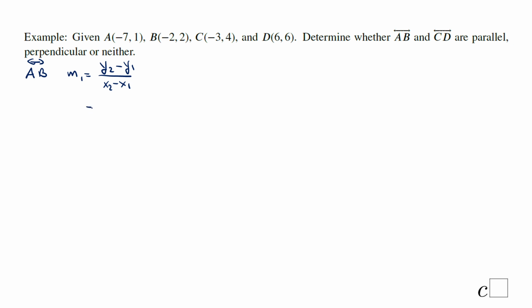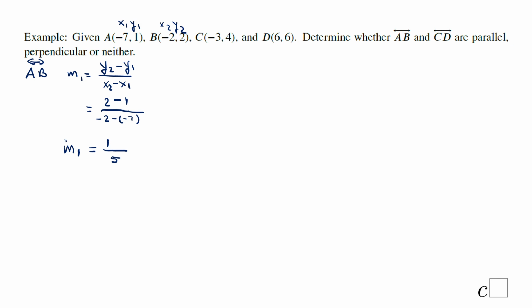And in this case, again, I will suggest you to label the points x1, y1, x2, y2. And we have 2 minus 1 over negative 2 minus negative 7. And that will be 2 minus 1, that will be 1, and negative 2 minus negative 7, that will be positive 5. So 1 over 5 is the slope of line AB.